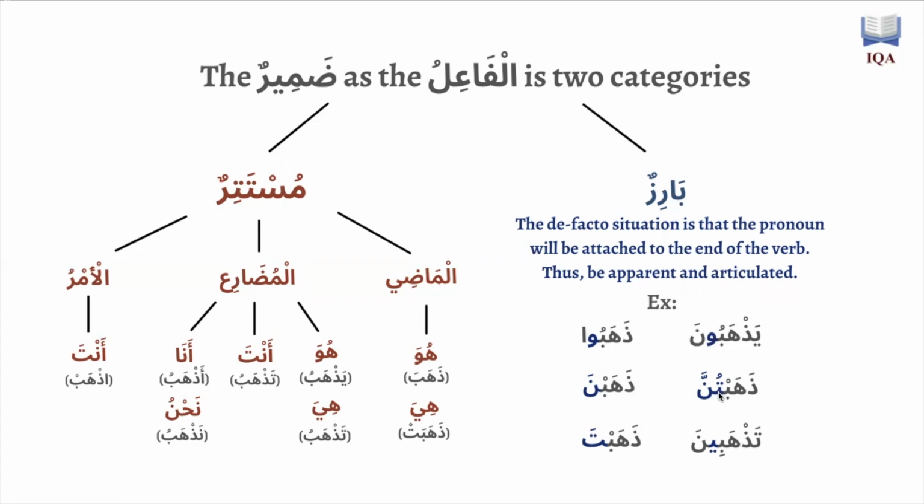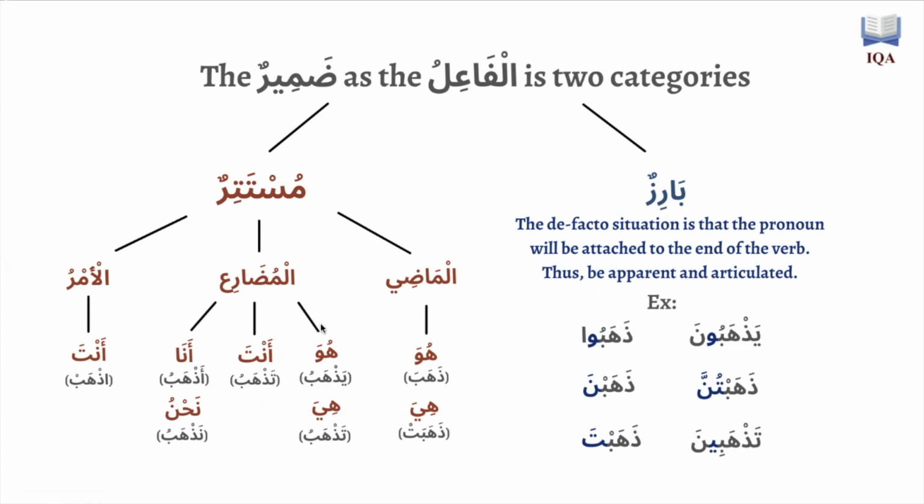ذهبتن, it's tunna here, which is apparent, articulated, and attached to the back of the verb, so it's bariz. ذهبنا, same principle. تذهبين, same principle. ذهبت, same principles. So the ضمير coming as a fa'il will always be attached to the end of the verb if it's bariz. If it's not attached to the end of the verb, like here in blue, then it's always going to be mustatirun, hidden. Certain pronouns will be mustatirun in the past tense verb, another set of pronouns in the mudari', and another set in the amr.